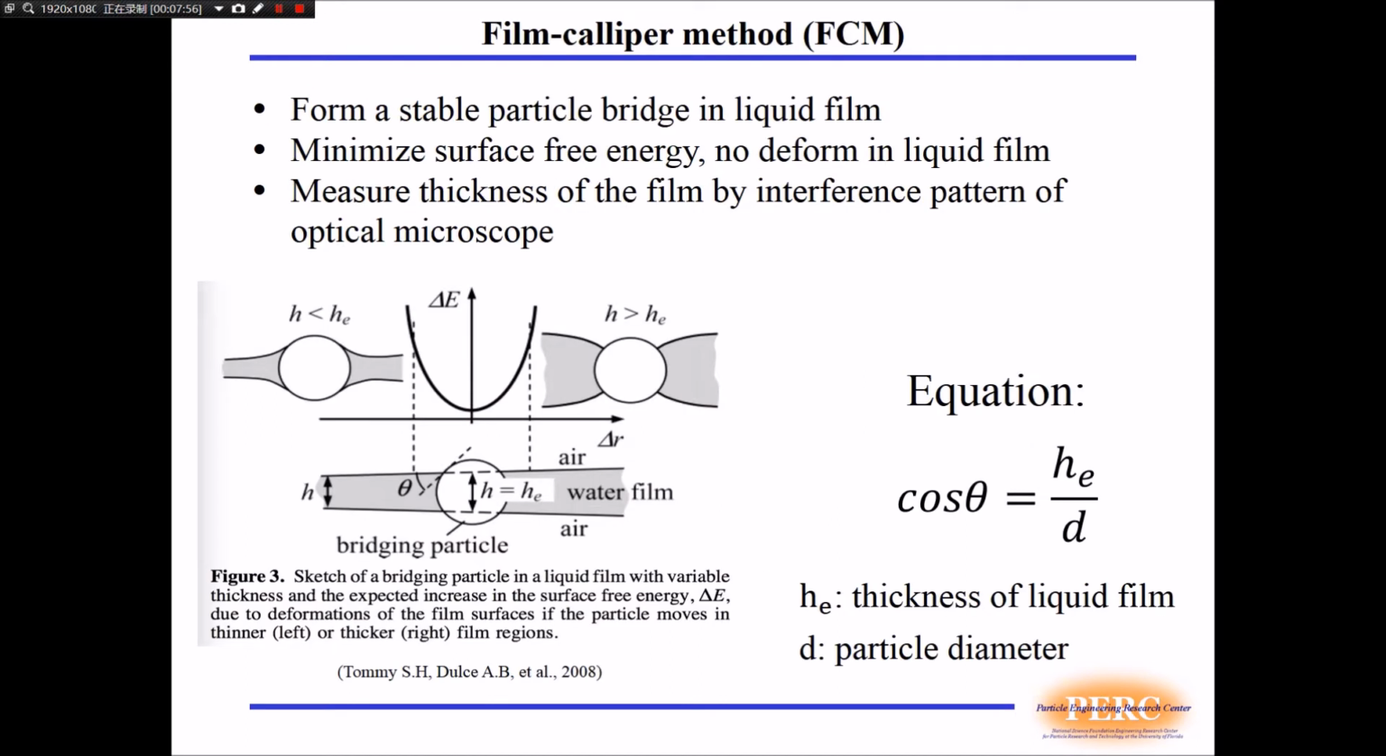The film caliper method is a technique that forms a sufficiently stable particle bridge in a liquid film. In the lower left figure, it is shown that at some film thickness h equals He, the surface free energy is minimized and the liquid film does not deform even after particle adsorption. The interference pattern in an optical microscope is used to determine this unique thickness of the liquid film. With known particle diameter d and measured liquid film thickness He, the contact angle can be calculated by this equation.